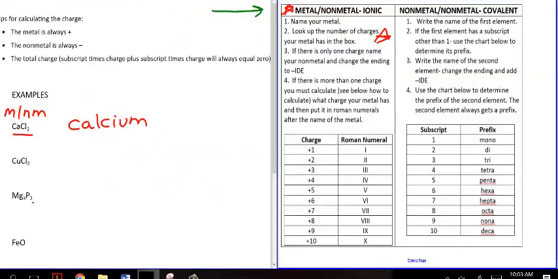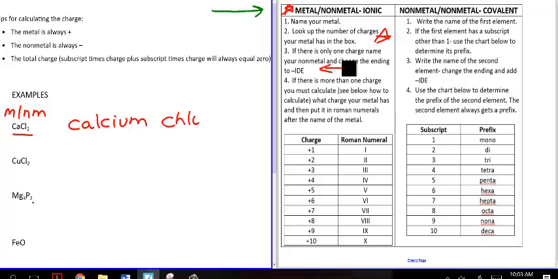So if there is only 1 charge in the box, number 3, name the nonmetal, drop the ending, and add IDE. So this would normally be chlorine. We drop the ending, 2 vowels in, and add chloride. And that's it. You're done. You do not use prefixes. That's very important. There's no prefixes at all used when it's a metal to a nonmetal. So when there's only 1 charge in the box for the metal, you name the metal, name the nonmetal, drop the ending, and add IDE, and you're done.